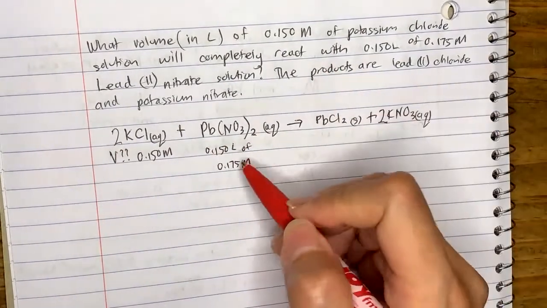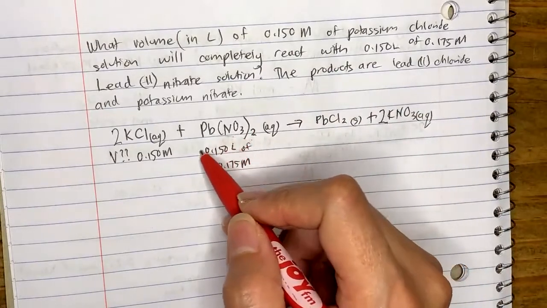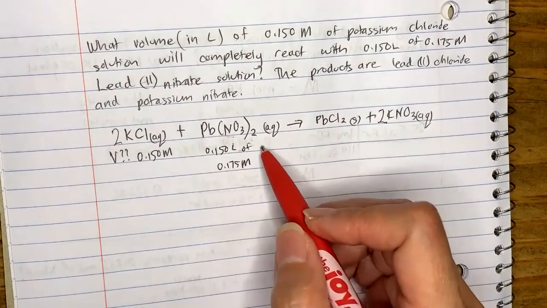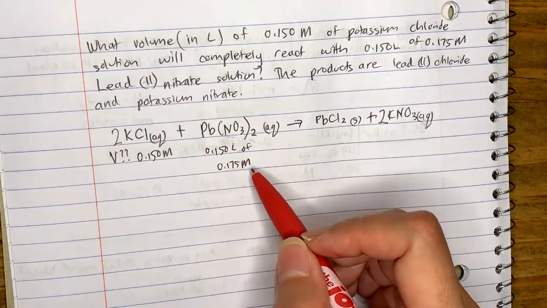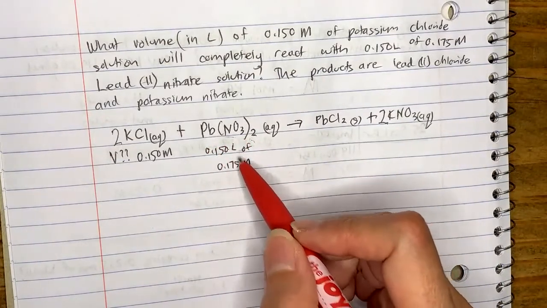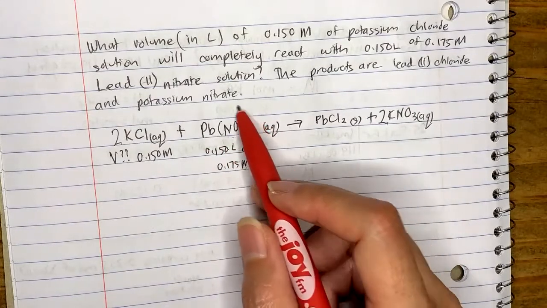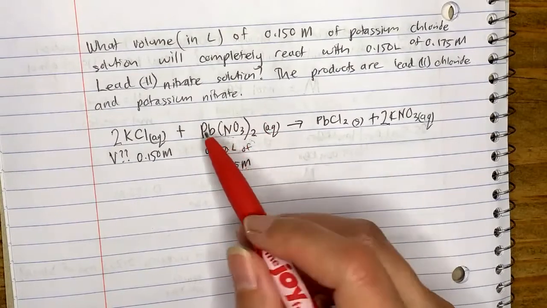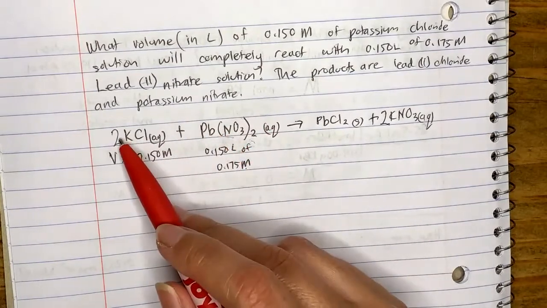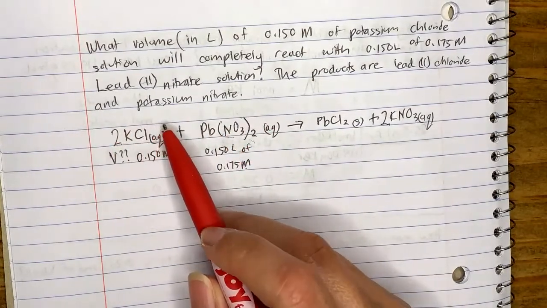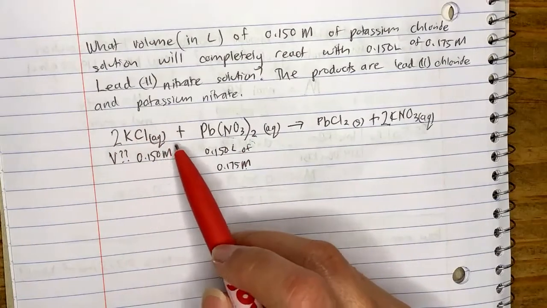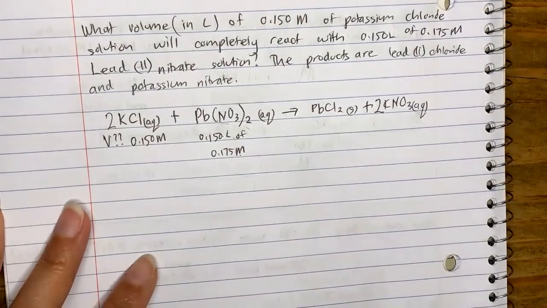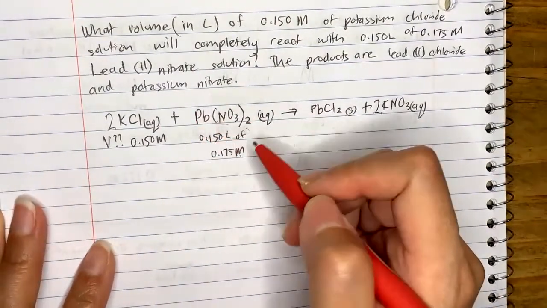Okay, so find the moles from here first. Whenever you have molarity and volume, you can get moles. So get the moles of Pb(NO3)2, lead(II) nitrate, that way, and then you use that mole to mole ratio, get the moles of KCl, and then from the moles of KCl, since you have the molarity, you can find the volume.